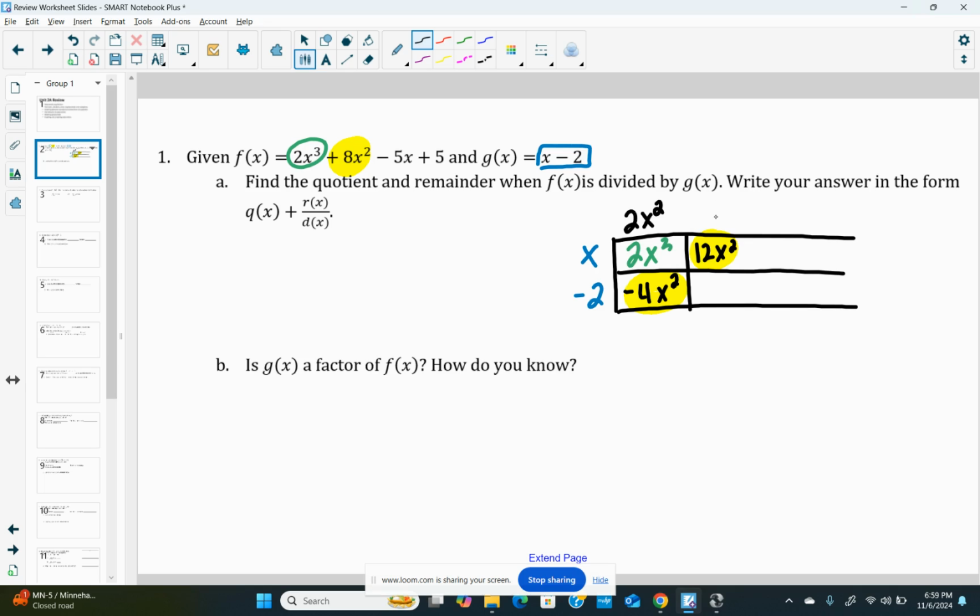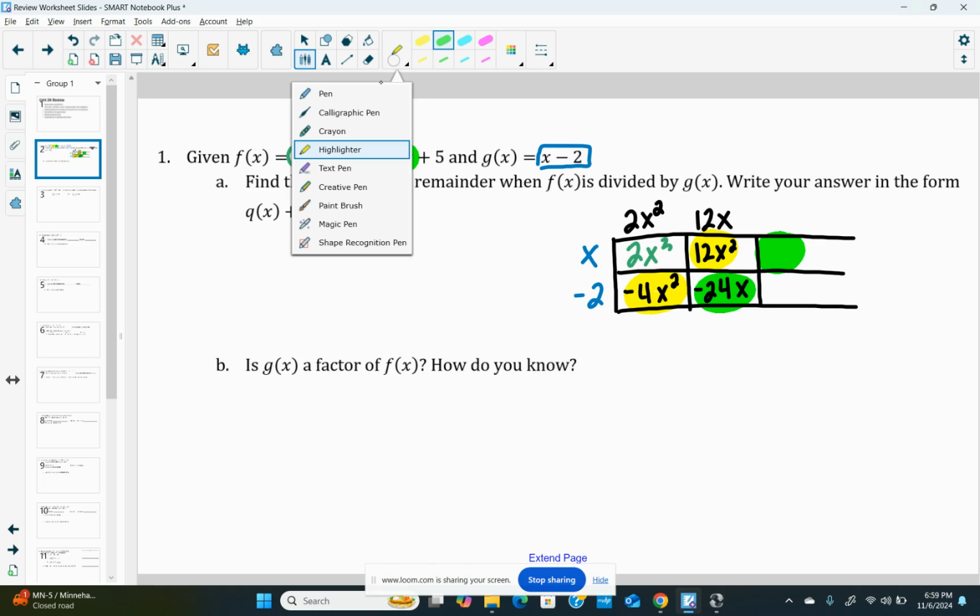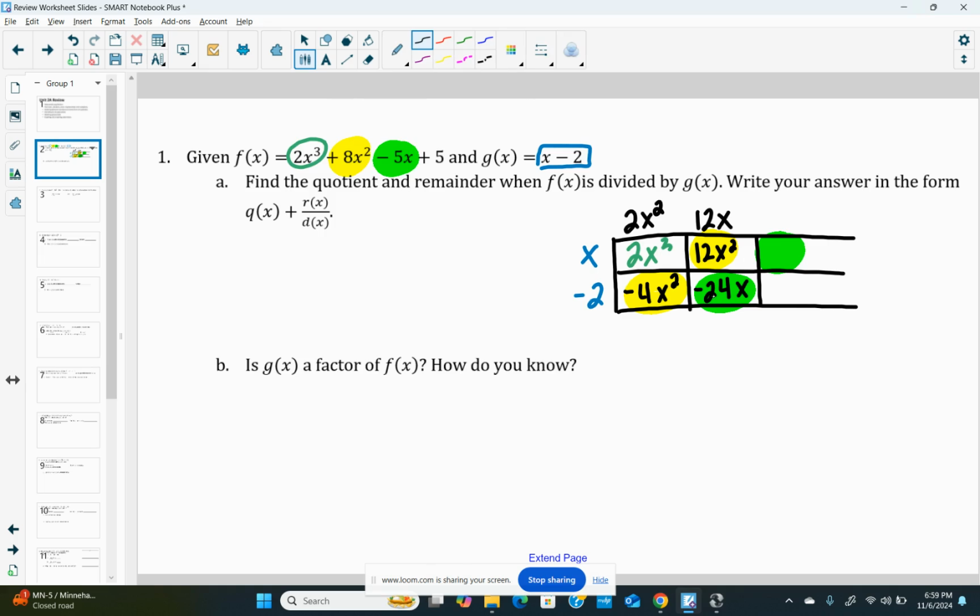Then you can figure out what this top box needs to be. So x times 12x would give us 12x squared. Then we would multiply top and bottom to get negative 24x here. And then this box and this box needs to add to our x term of negative 5. And so negative 24x plus 19x will get us to that negative 5. So then we can figure out that this top would need to be 19 because x times 19 would give us 19x. Then we can multiply top and bottom to get negative 38.